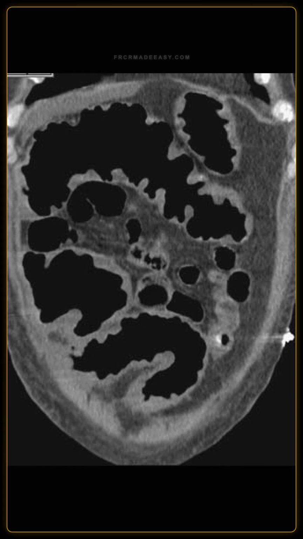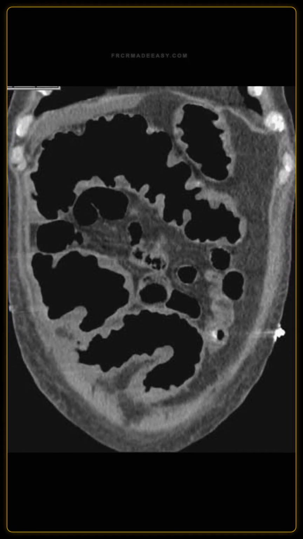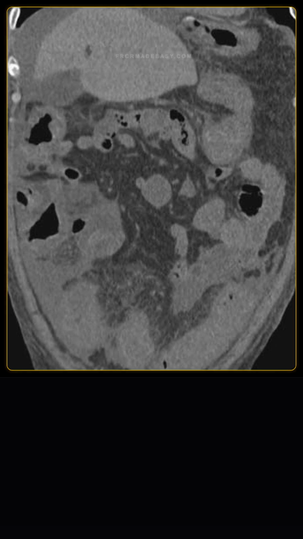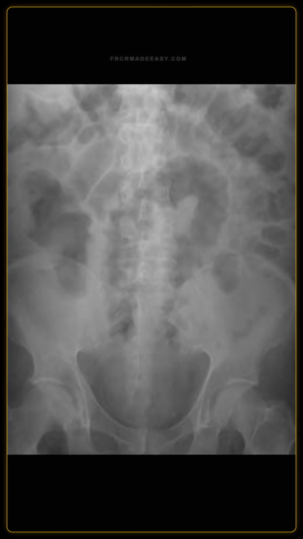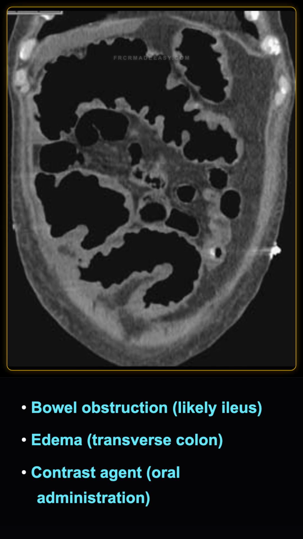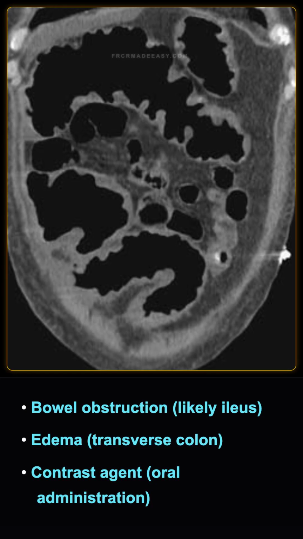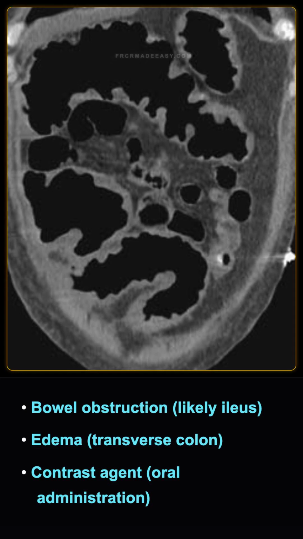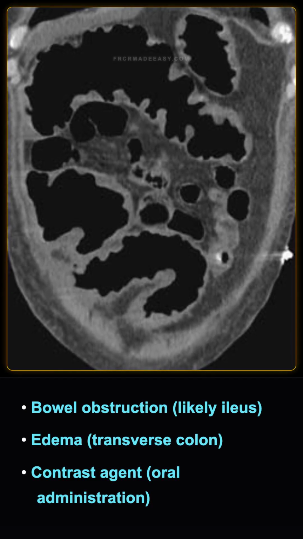When viewing this massively edematous colon longitudinally on CT, what specific radiologic sign is often described? This is known as the accordion sign. What anatomical structures create the alternating bands of the accordion sign on the CT? If we look closely, it is created by orally administered contrast material, or air, trapped between the massively thickened edematous transverse haustral folds, alternating with the severe, low attenuation submucosal edema, closely resembling the bellows of an accordion.